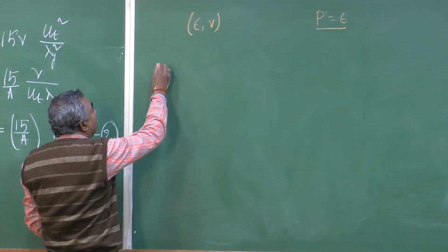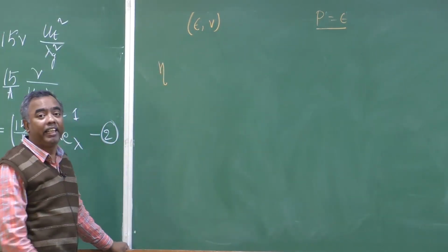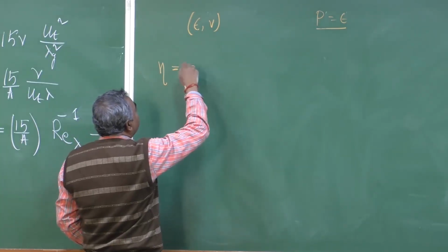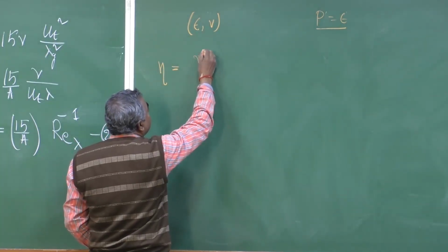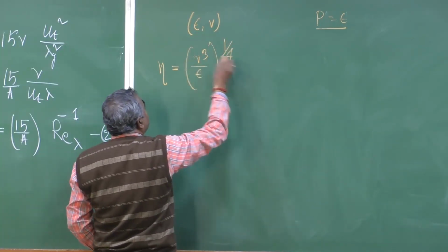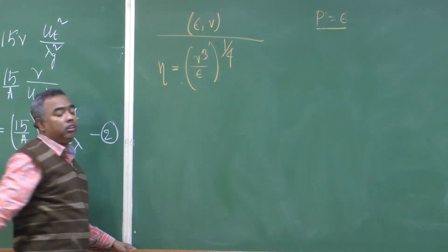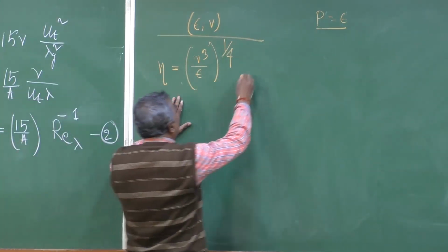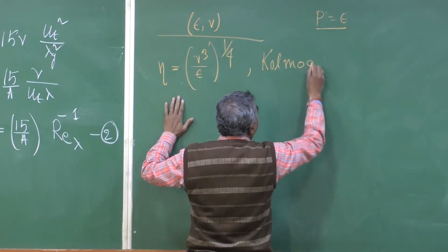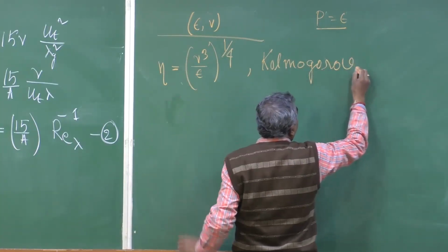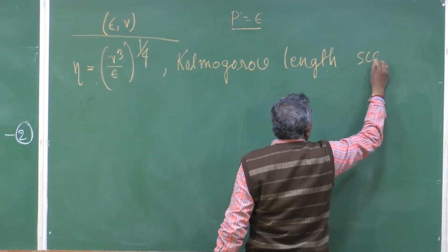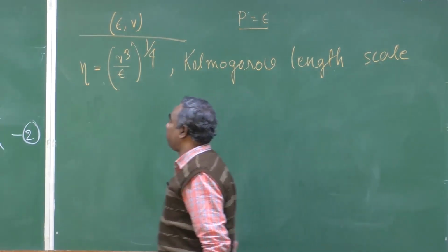So, if this is the case, then based on these two parameters we can define a length scale. And this is from dimensional analysis; if you figure out what the length scale should be, it is nothing but nu cubed by epsilon to the power 1 by 4. This is your length scale. So, this is the Kolmogorov length scale.